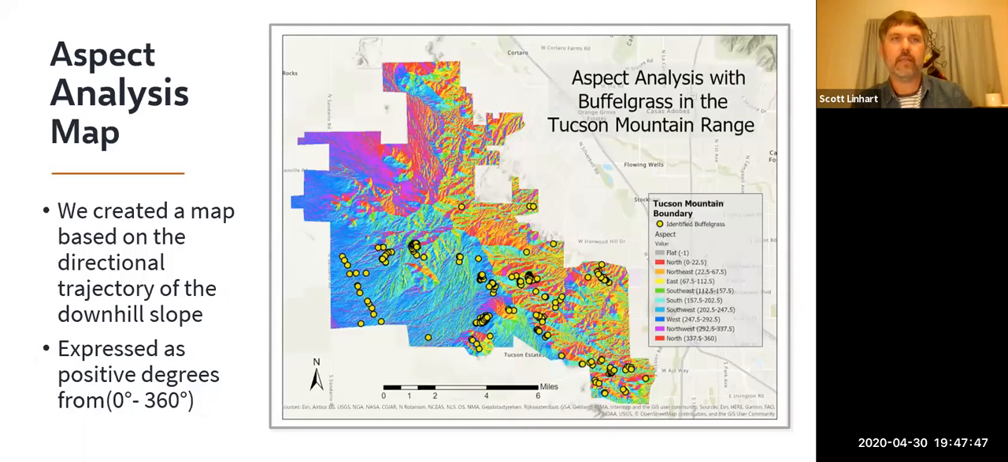The next map that we created was an aspect analysis map. Now, the aspect analysis map was also created with a 10-meter DEM resolution. The way aspect analysis works is based on the downslope direction of the maximum rate of change in values from each cell to its neighbors. So the compass direction that the surface faces at that location is represented in degrees ranging from 0 degrees to 360 degrees.